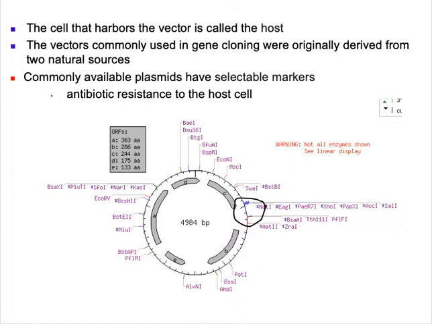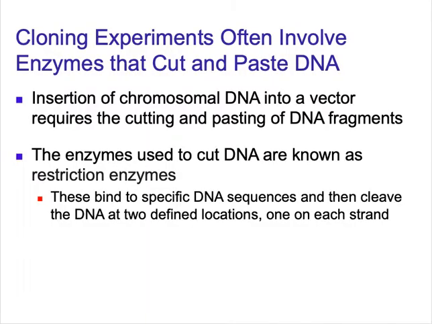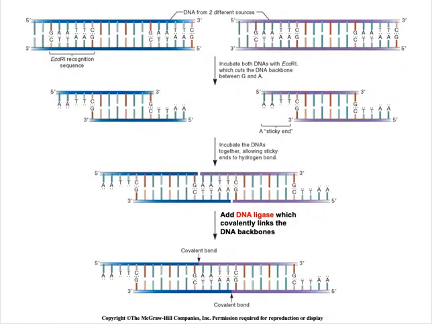So let's talk now about how you can start putting these two DNAs together, this particular plasmid shown here, and then any DNA that you're interested in. You have to be able to cut the DNA because it's either already circular, like a plasmid, or a chromosome, which is linear but really, really big, too big to clone. So you want to take your small piece and insert it.